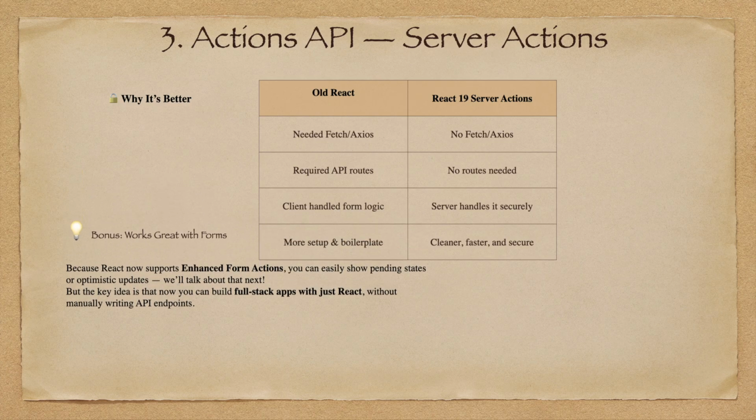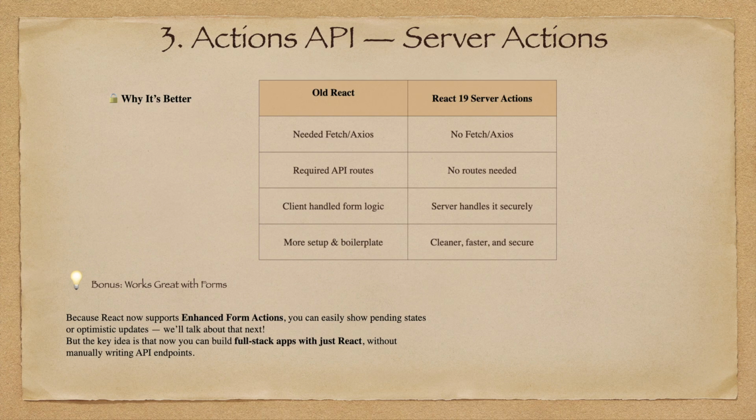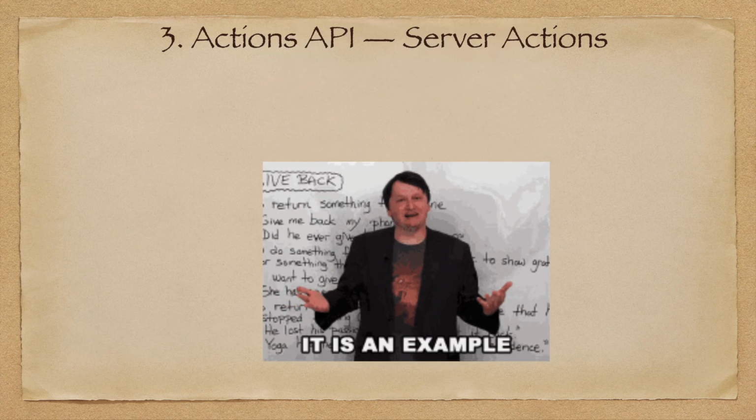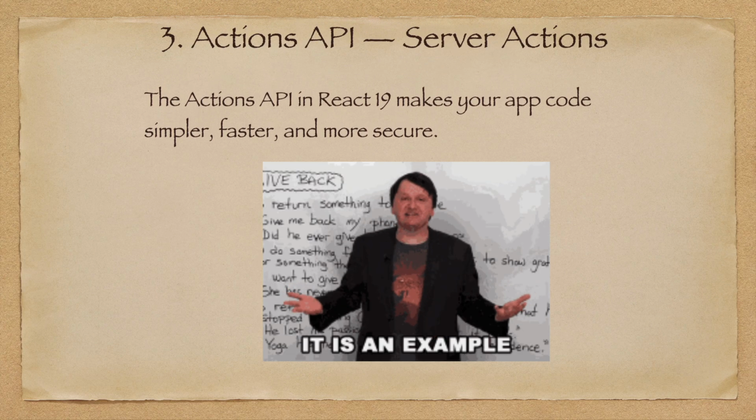Bonus, it works great with forms because React now supports enhanced form actions. You can easily show pending states or optimistic updates. We'll talk about that next. But the key idea is that now you can build full-stack apps with just React without manually writing API endpoints. So, in short, the Actions API in React 19 makes your app code simpler, faster, and more secure. You focus on logic. React handles the rest. Next, let's look at enhanced form actions, which take this to the next level.